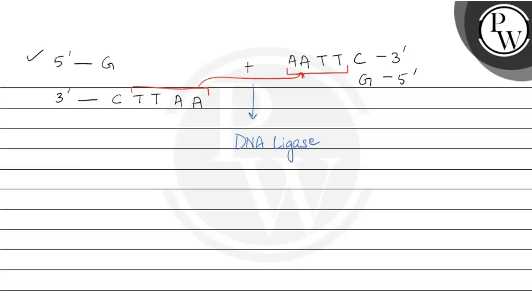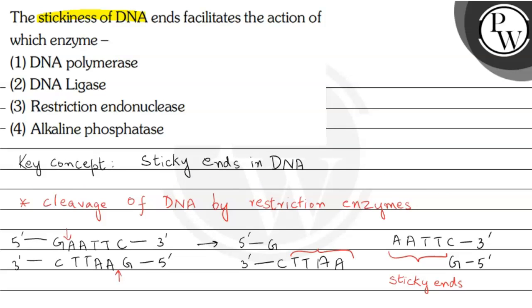So we can say that the sticky ends of the DNA fragments facilitate the enzyme DNA ligase. So the stickiness of the DNA facilitates the function of DNA ligase for joining the two fragments of the DNA. So therefore, if we see the enzymes given over here, then the first enzyme, that is the first option given, is DNA polymerase.